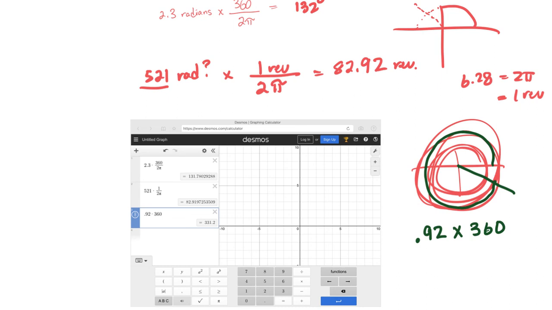Okay, hopefully that helps you in your conversion from radians to degrees, or pi radians to degrees, or whichever of those that you need to do to find where it is on a unit circle.